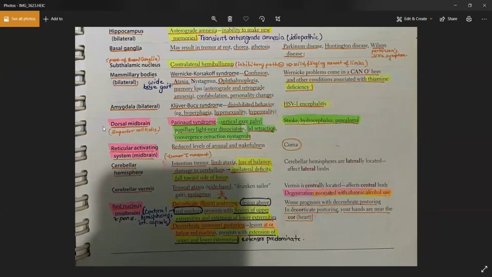Then you have the dorsal midbrain. And if you got a damage in the dorsal midbrain, especially your superior colliculus, okay, then you can have the vertical gaze palsy. Okay, and this is known as the Parinaud syndrome. And that happens because of what kind of tumor?